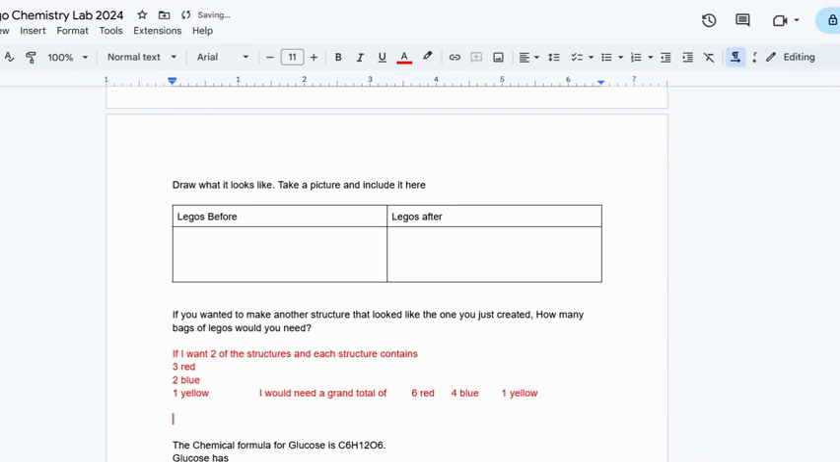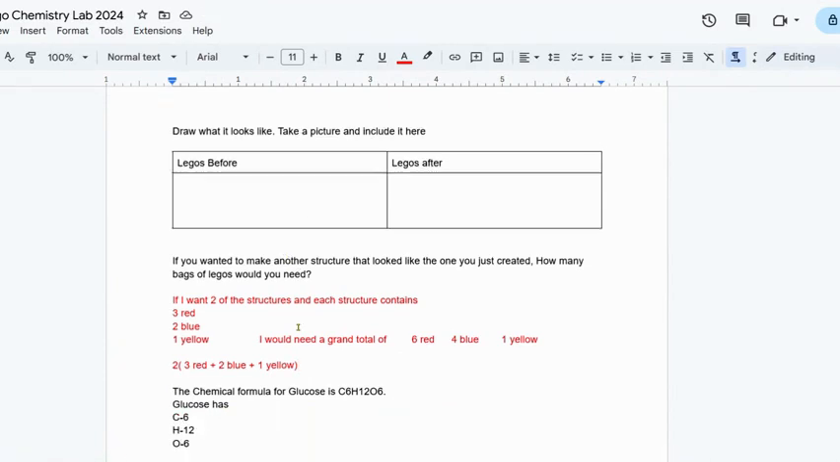I hate to say it, this is similar to math. This would be like putting a 2 in front of 3 red plus 2 blue plus 1 yellow. So those people that teach us math really want to help us be better scientists.